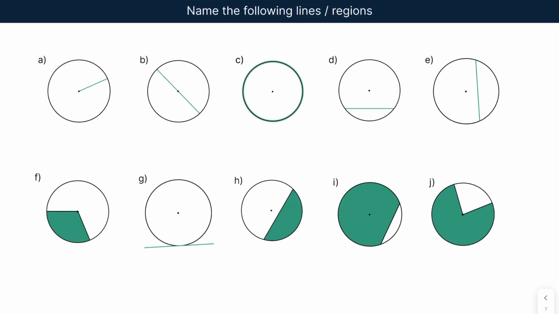Now it says name the following lines and regions. So again, I would recommend you press pause and have a go at this. Just write A and what your answer to A is and B and so on and so forth. So I'll go through this now. So hopefully you've pressed pause and had a go.